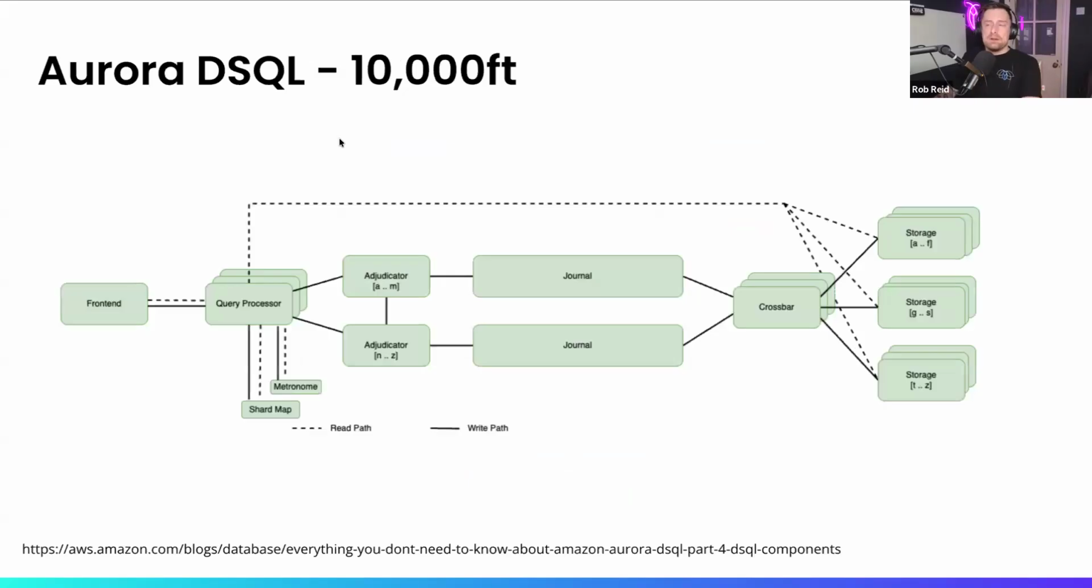Next, we'll dive a little bit deeper, from 30,000 to 10,000 feet. So the front end will talk to a number of query processors. These perform all of the SQL operations like query parsing and planning and data fetching and aggregation. So if you run a query, you need to aggregate it. That'll all be done by the query processor. The adjudicators are akin, at a very loose level, to the leaseholders in CockroachDB. These take care of a subset of your data in DSQL.